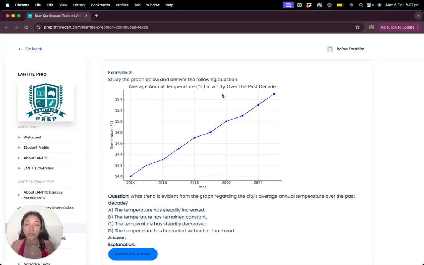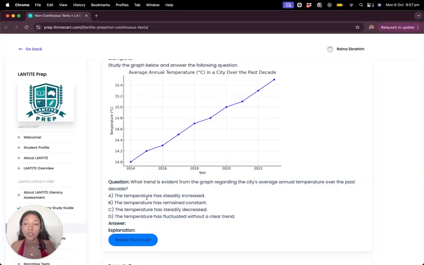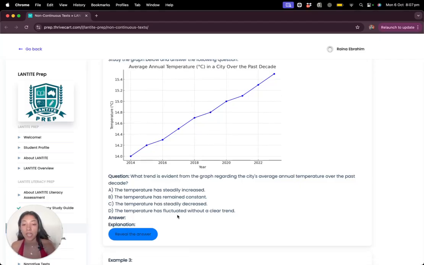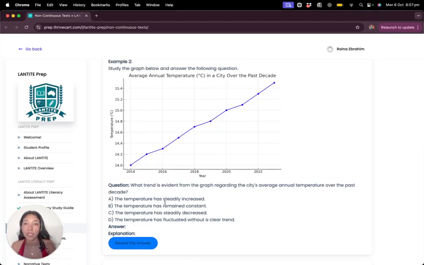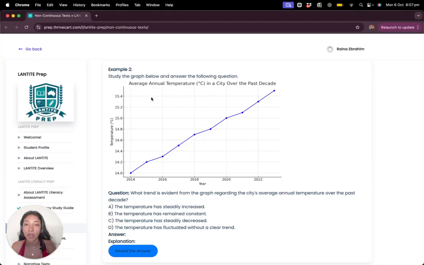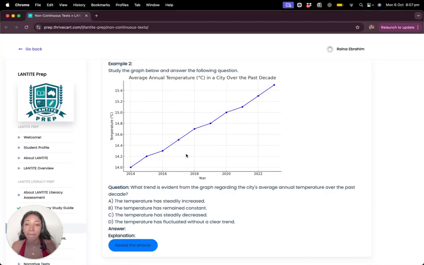I'm going to read the question first. What trend is evident from the graph regarding the city's average annual temperature over the past decade? Okay, so we have the answers here. The temperature has steadily increased. The temperature has remained consistent. The temperature has steadily decreased. The temperature has fluctuated without a trend. All right, so we can see here that this is the graph, the average annual temperature in a city over the past decade. And we can see that there has been a steady increase.